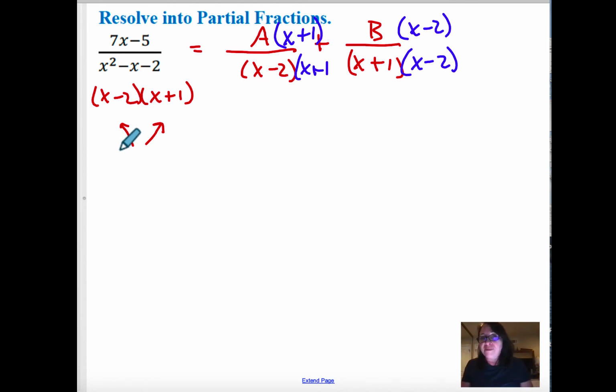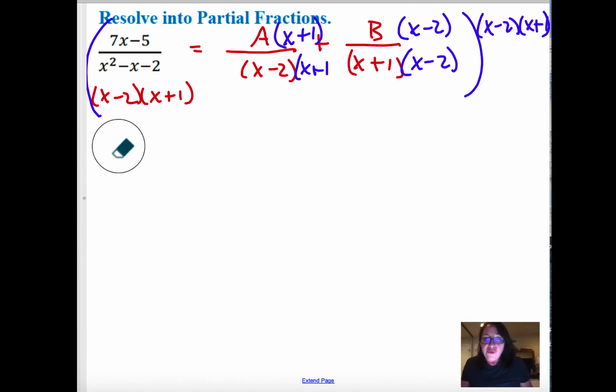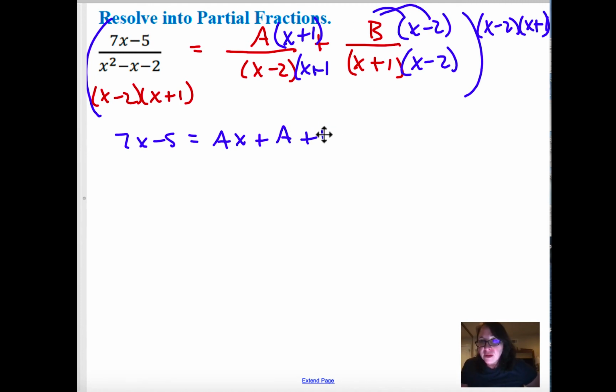And in those problems that we just finished, you could actually multiply the entire equation, remember, by x minus 2 times x plus 1, and every one of those denominators is going to go away because they're all the same. So now what we have left is just the numerators. Those numerators are going to be 7x minus 5, and then on the right, you just have to distribute. You're going to get ax plus a times 1, which is a, and then plus bx, and then minus 2b. And right here is just a little bit tricky.